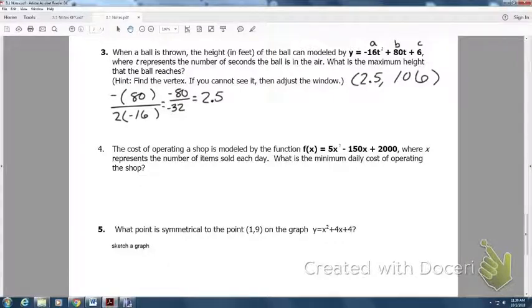Explain. It is the vertex, but within the context of the problem. It's the height of the ball. It's how high it goes. What's the 106? 106. What's the 2.5 representing? The seconds it took to reach that height. Make sure you know what the x and the y are measuring. Okay? So going down to 4.